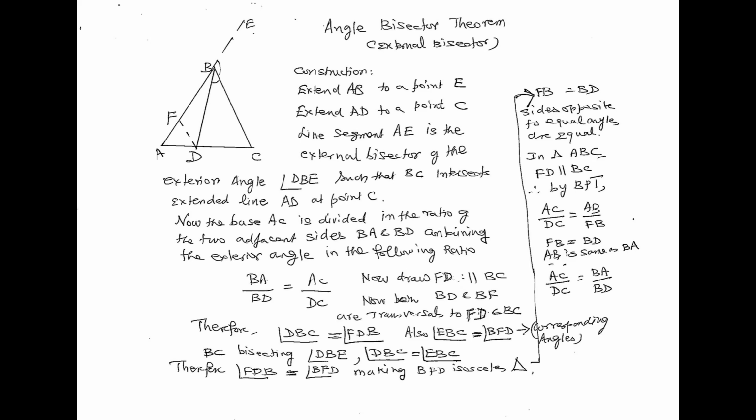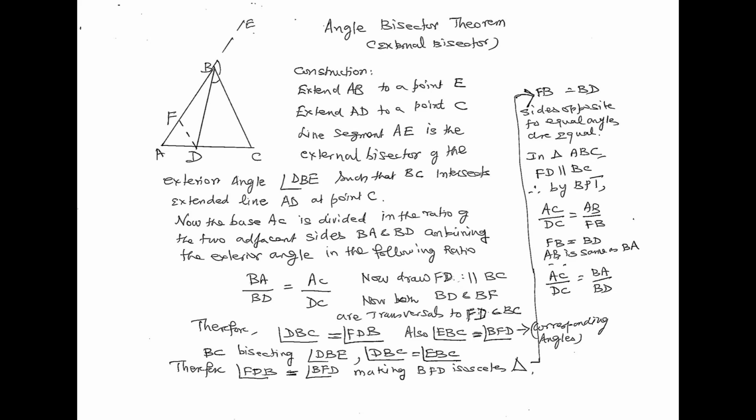Now, the base AC is divided in the ratio of two of its adjacent sides BA and BD containing the exterior angle in the following ratio: BA by BD is equal to AC by DC. We have drawn FD parallel to BC. Now both BD and BF are transversals to FD and BC. Therefore, angle DBC is equal to FDB and also EBC is equal to angle BFD, corresponding angles.